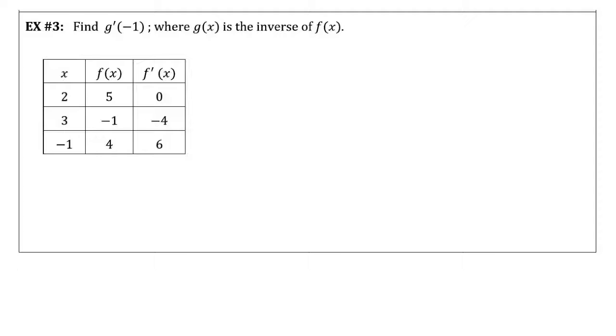Okay, so let's go ahead and notice that we're given that g of x is the inverse of f of x, and we want to find g prime at -1. So let's write in what that would look like. Substitute it into our formula. g prime at -1 is going to be 1 over f prime of g at -1.